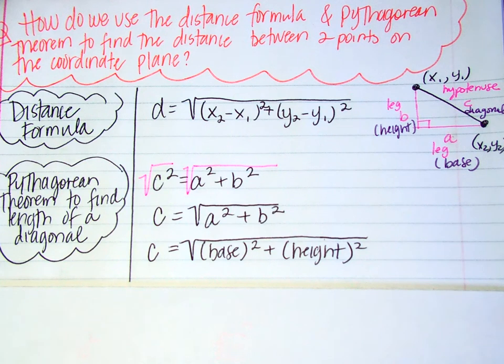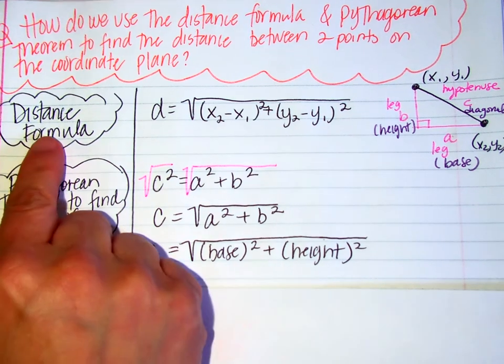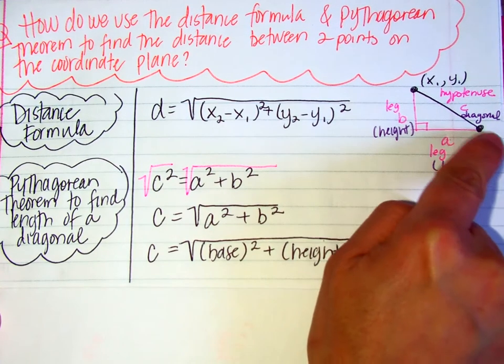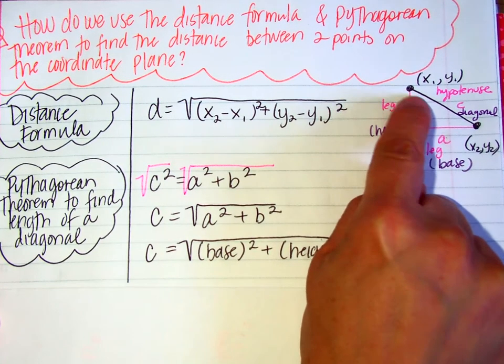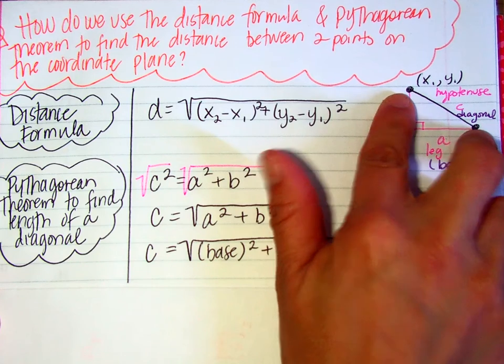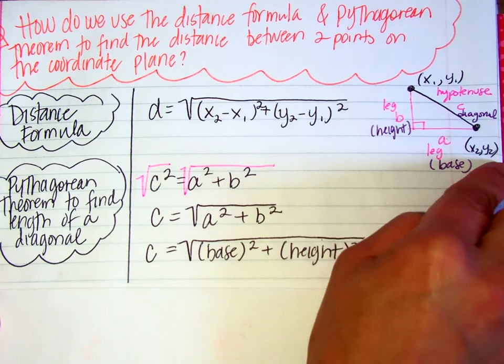Okay, today we're going to be using the distance formula and the Pythagorean theorem to find the distance between 2 points on the coordinate plane. Now before we begin, we want to find out what the distance formula is. Essentially, we have 2 points and we want to find the distance between those 2 points. So we are going to have 2 ordered pairs, first ordered pair, second ordered pair.